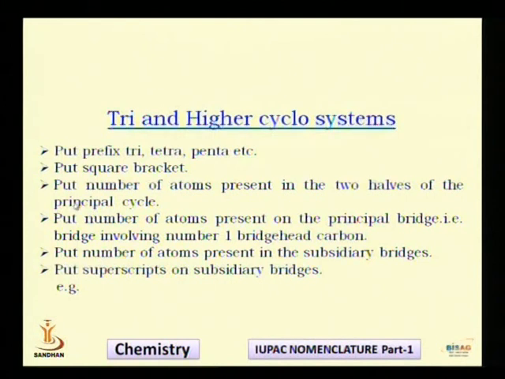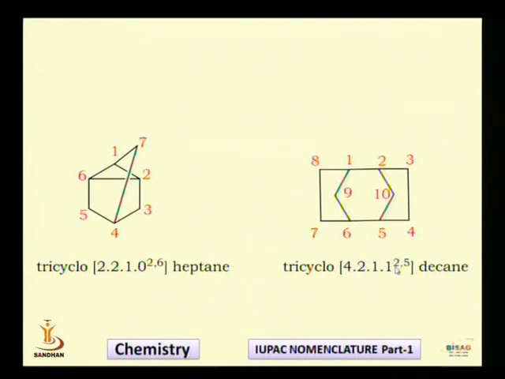What you have to do is write the number in the first half cycle, write the number in the second half cycle, and then write the number of carbon atoms present in the principal bridge. And then you have to write the number of atoms present in the subsidiary bridge. And finally you have to put the superscripts on the subsidiary bridges. That will be the completion of the numbering. Finally you put the name of the parent hydrocarbon, and you will have the complete name for the bridged hydrocarbon. I will show you by example.